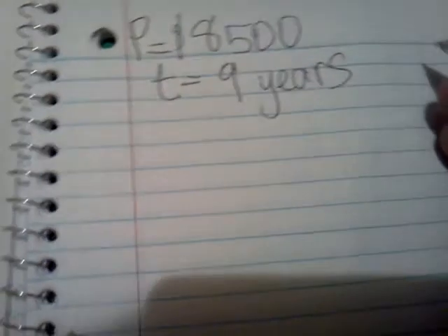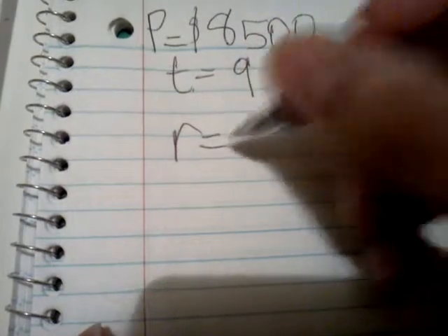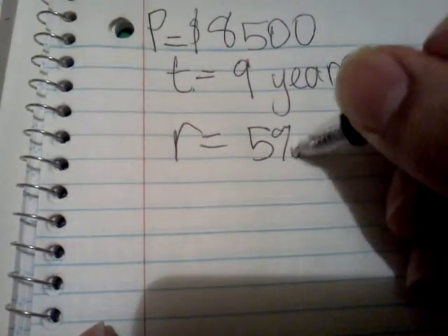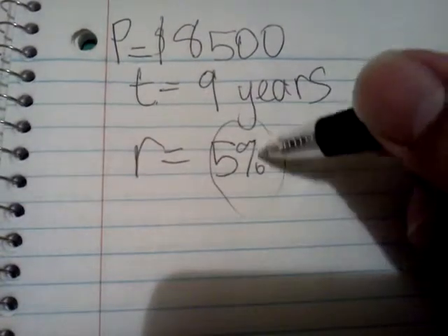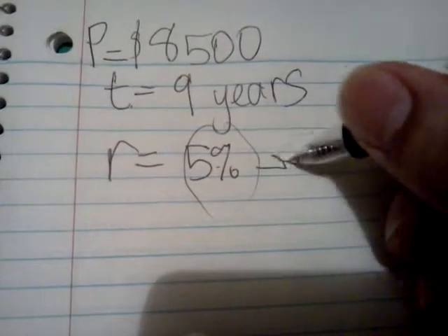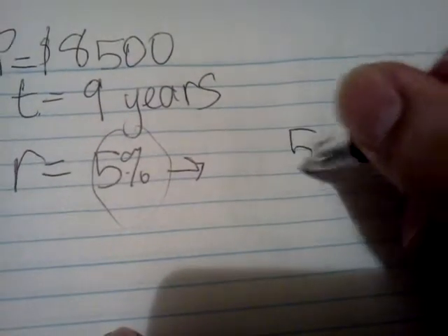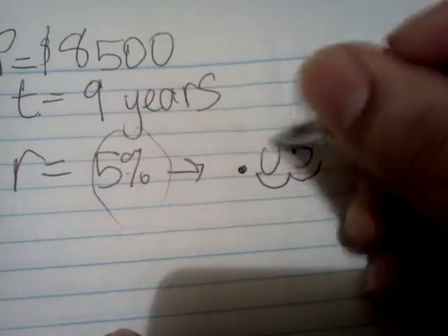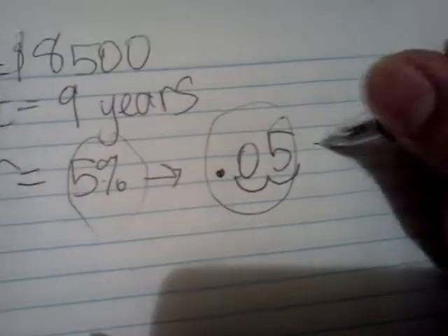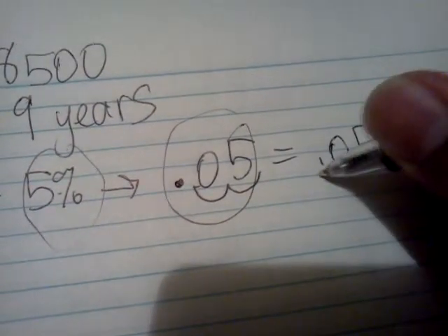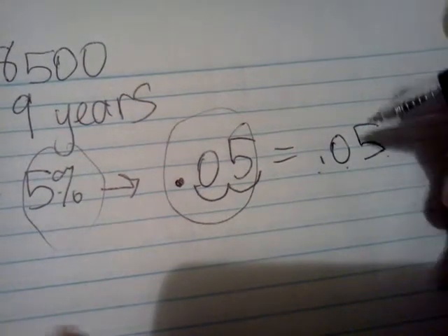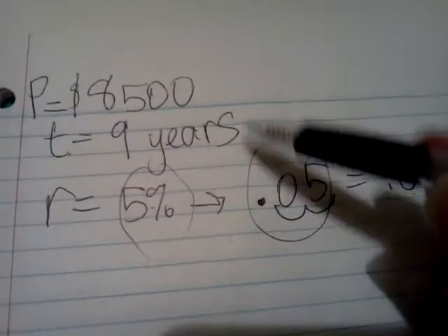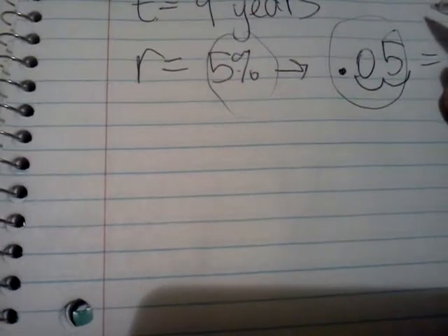Rate, they said 5%. But we don't want it like this because we can't use just 5 in a formula. So like I said, I'm going to take that 5 and move over 2 decimal places. So this is what we're putting into our formula: 0.05. And now we got a lot of our formula. So all we need left is our N.